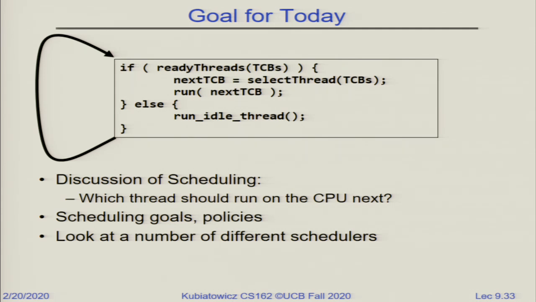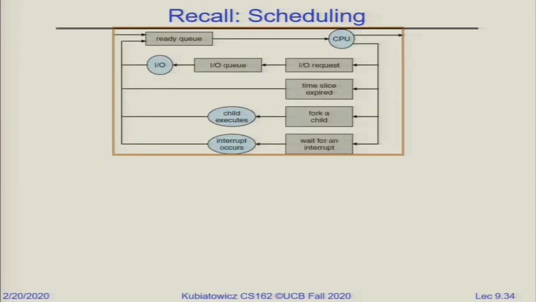Now, we're not going to get all the way through this today, but we're going to take a good stab at starting on it. If you recall from scheduling, we had this view where we had the ready queue and the CPU, and basically, under normal circumstances, things run on the CPU until, say, the time slice expires. We'll say more about that in a moment. In which case, it goes back on the ready queue.